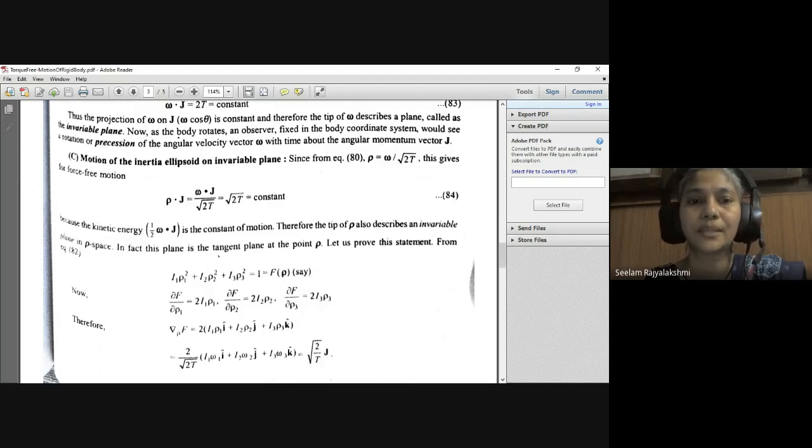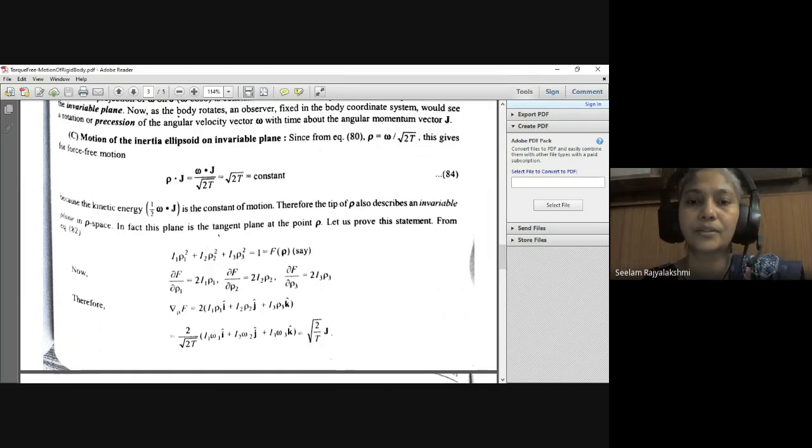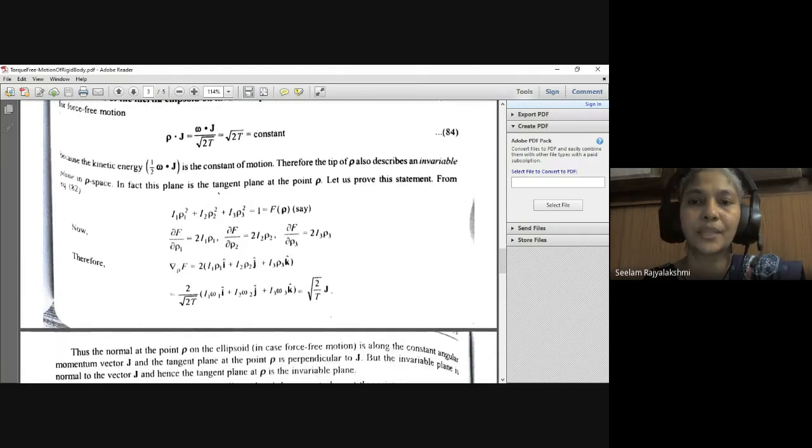In fact this plane is the tangent plane at the point rho. Let us prove the statement from equation number 82: I1 rho1 square plus I2 rho2 square plus I3 rho3 square equals 1. Let it be f of rho. So dou f by dou rho1 equals 2 I1 rho1, dou f by dou rho2 equals 2 I2 rho2, dou f by dou rho3 equals 2 I3 rho3.